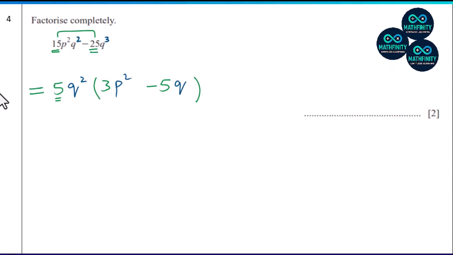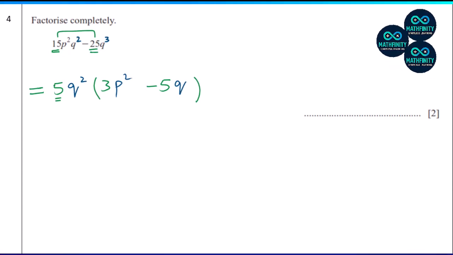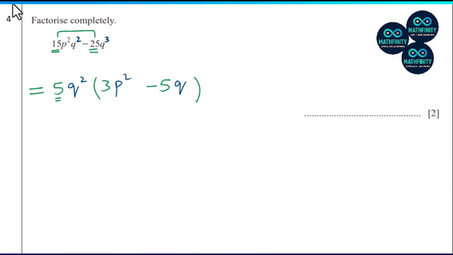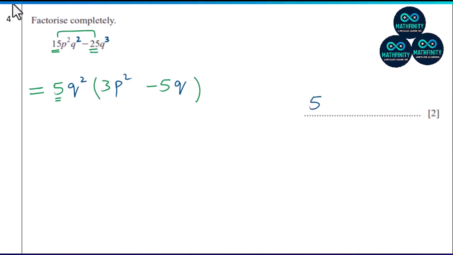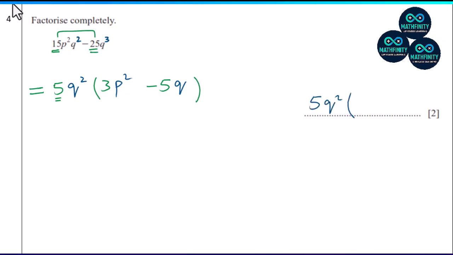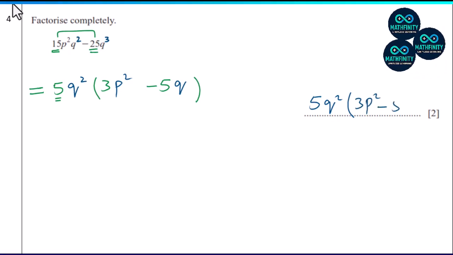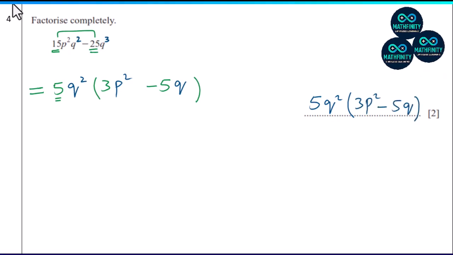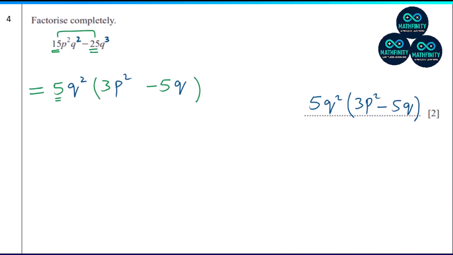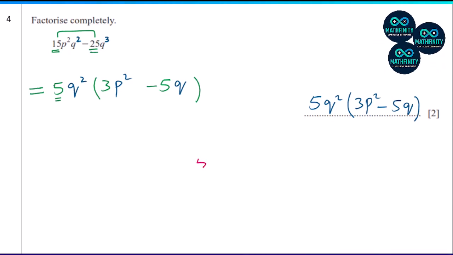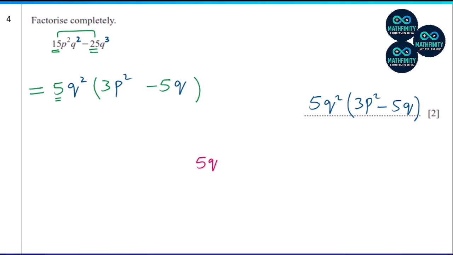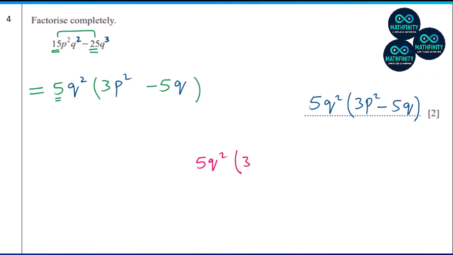And the reverse process is the same as I told you in the previous question. If you want to check this is the correct answer, you have to write here 5Q square, 3P square minus 5Q. In the exam, you can check your answer by expanding the bracket. This is your factorization.